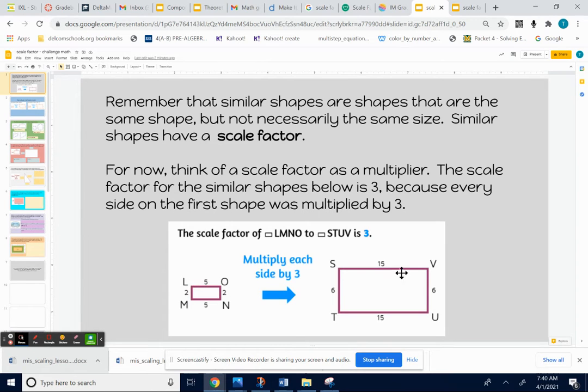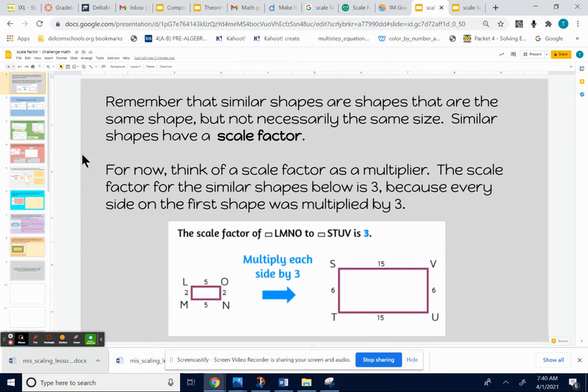So if you look at these two similar shapes here, 5 turns into 15, and 2 maps to 6. So everything's getting 3 times bigger. If every side is getting 3 times bigger, we say that the scale factor is 3.